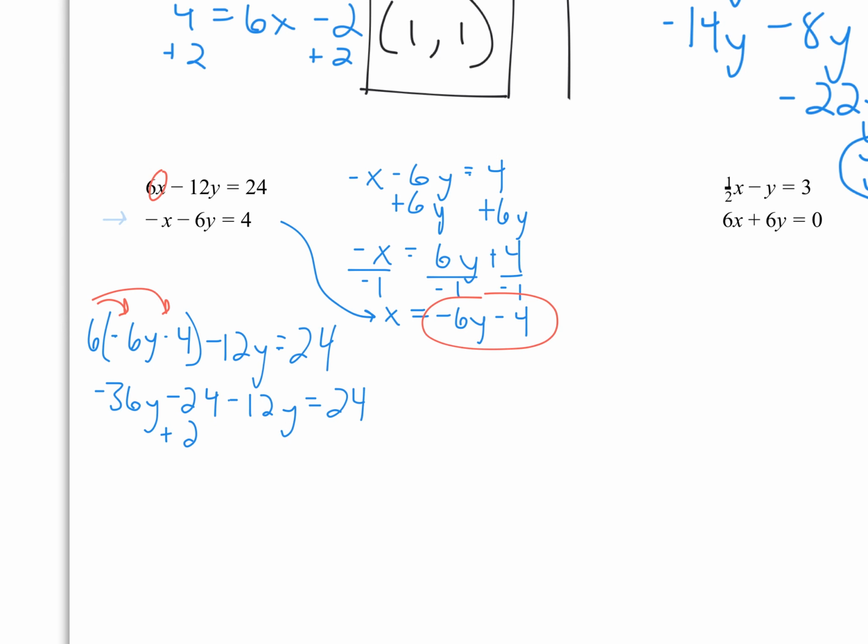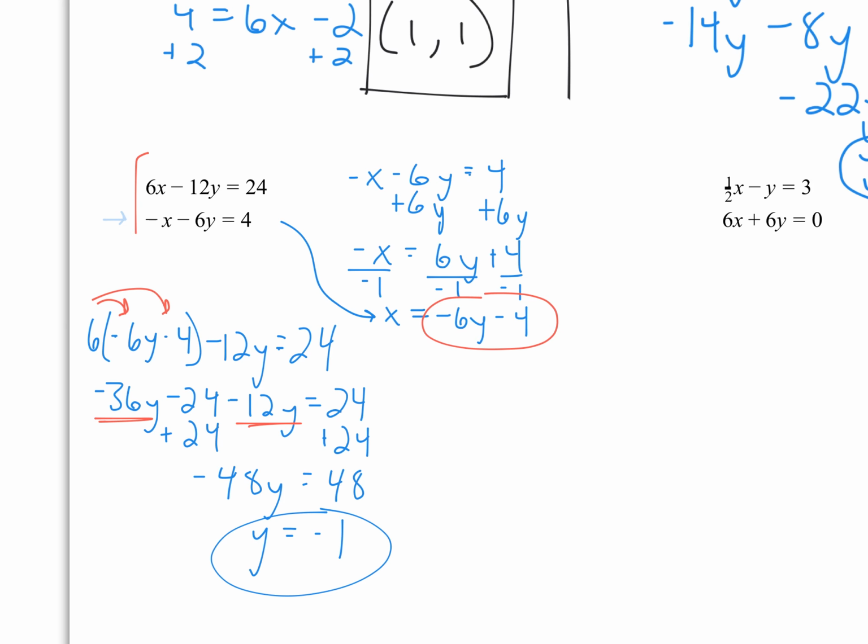Let me add 24 to both sides, as well as combine these two y's. So I get negative 48y equals 48. Divide both sides by negative 48, and I get y equals negative 1. So from here, the last thing we have to do, remember, in step 4, is to take this y equals negative 1 and plug it in to one of the original equations. It looks like the second one might be easier, so let me plug in negative 1 for y. Simplify and solve.